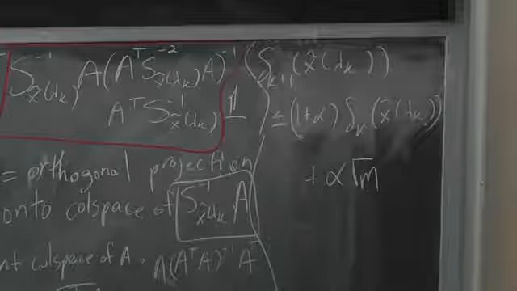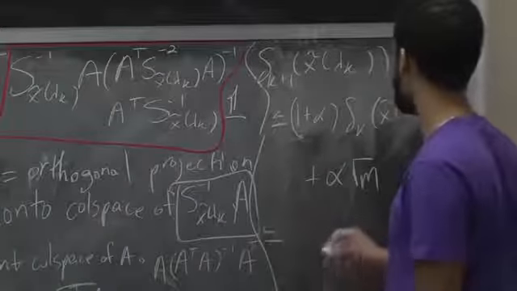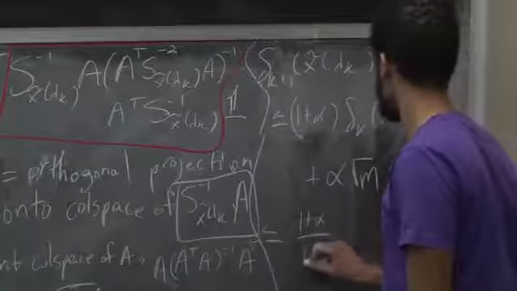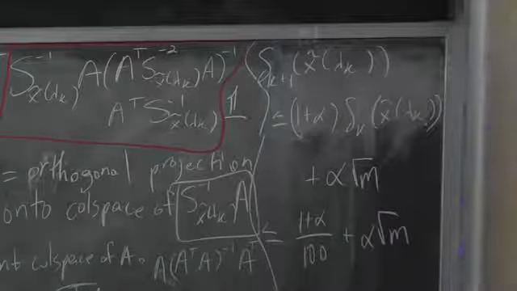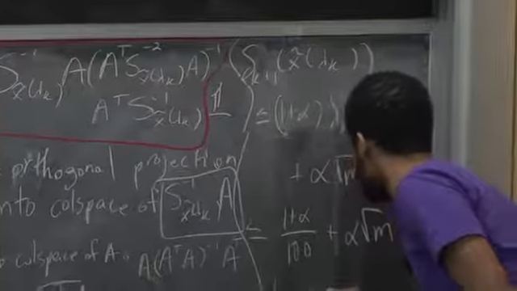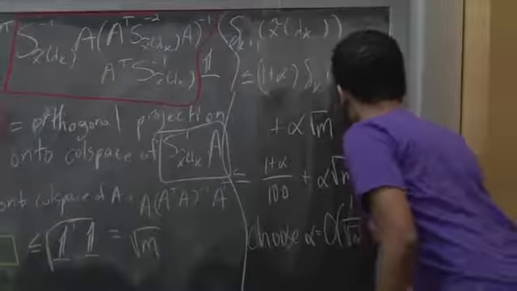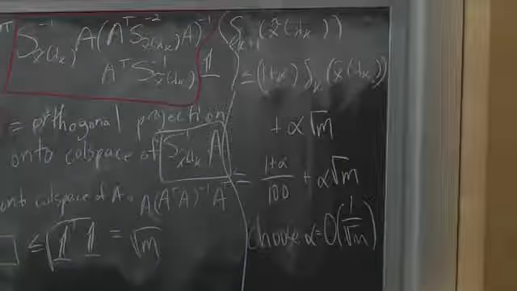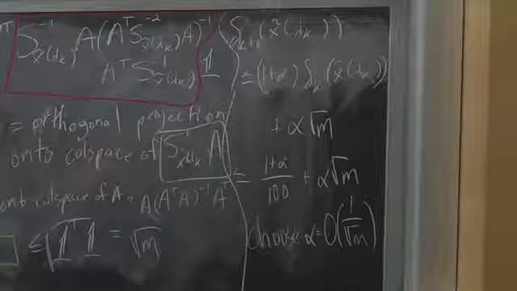Okay? We want this thing to be less than a third. And we said that this thing was coarsely central, so this was at most 1 plus alpha over 100 plus alpha root m. We want this thing to be less than a third, so choose alpha to be something like 1 over root m, 1 over 10 root m or something. And then it's coarsely central. Okay? So that's basically it.